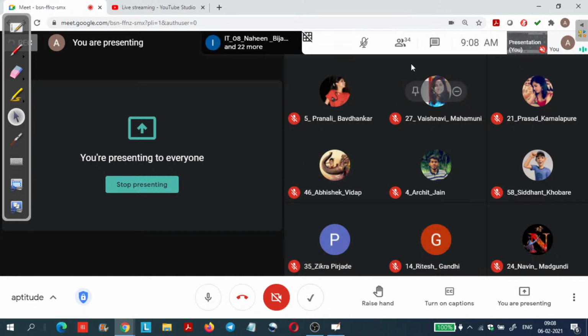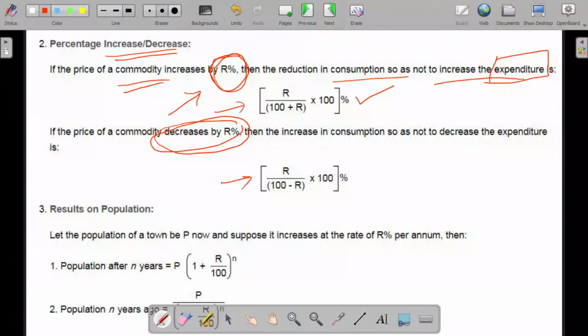So please take a pen and paper, we will solve some of the problems. You need to answer in the chat box. If the price of the commodity increases by R percentage, it is R divided by 100 plus R into 100. Decreases means R divided by 100 minus R into 100 percentage.